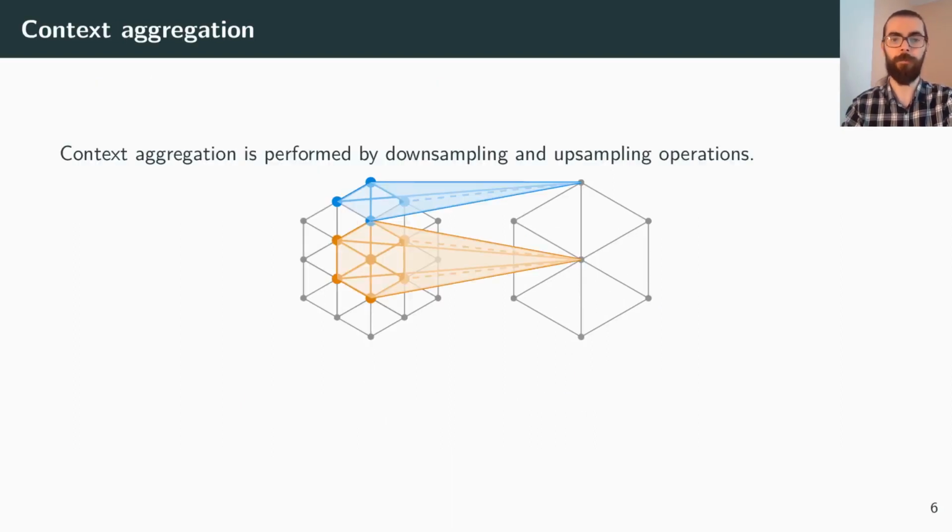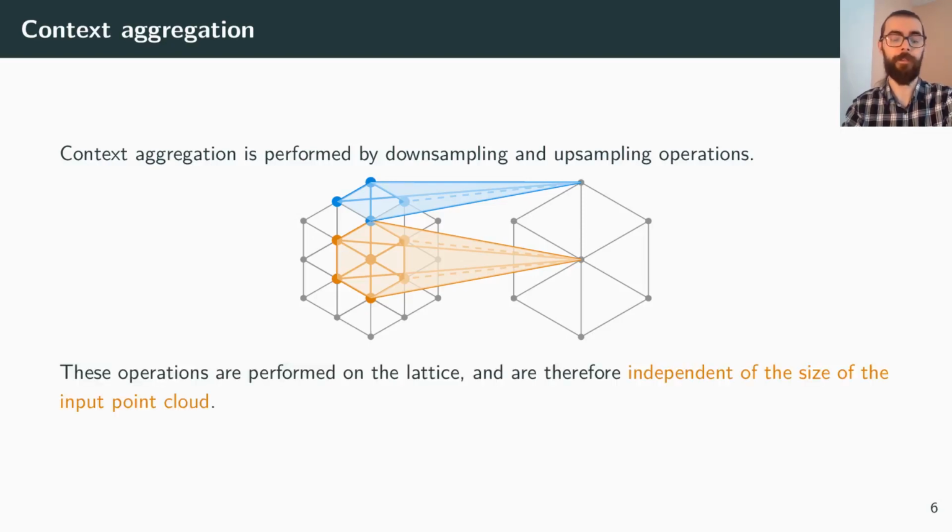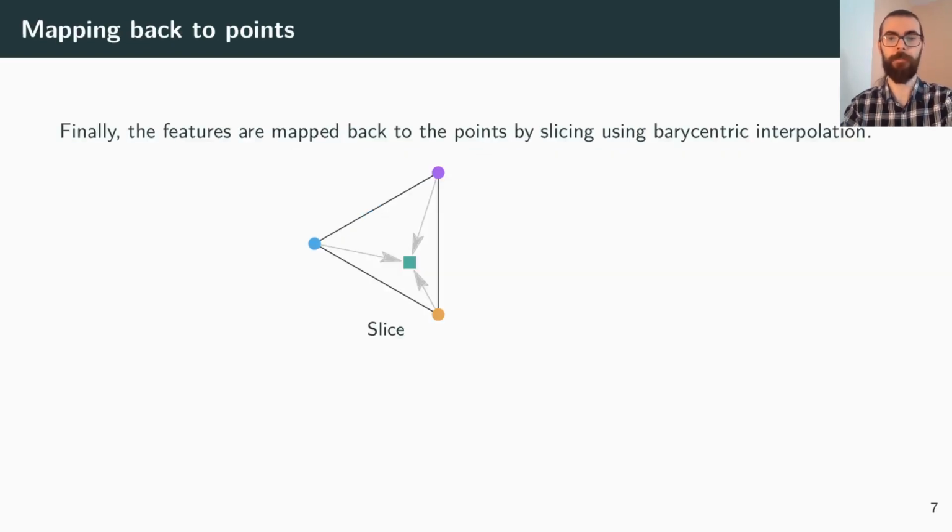Context aggregation is performed by upsampling and downsampling operations. And the advantage is that these operations perform only on the lattice and are therefore independent of the size of the input point cloud, gaining therefore memory efficiency and speed. Finally, the features of the lattice are mapped back onto the points using barycentric interpolation.